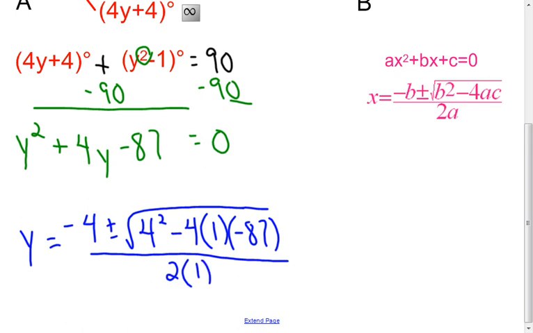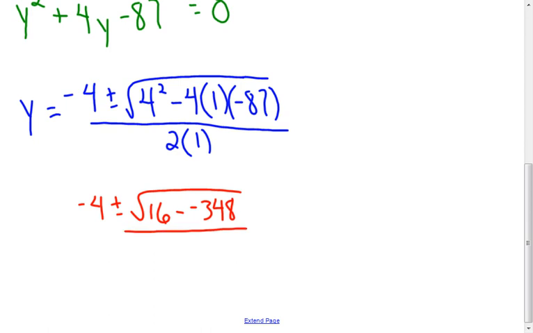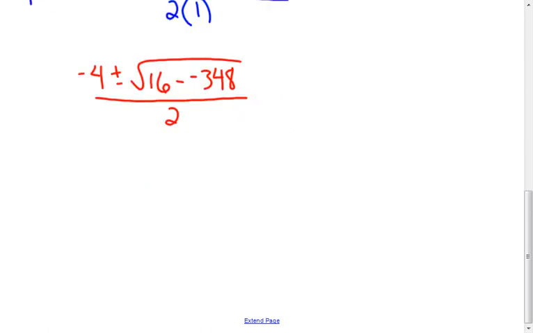Now it's just a matter of simplifying it, making it look a little prettier is the way I think of it. So I'm just going to go through and simplify my big mess here. 16, and this is going to be minus a negative 348 all over 2, which really is plus 348, another way to look at it. Now I'm going to have negative 4 plus or minus the square root of 364 all over 2.